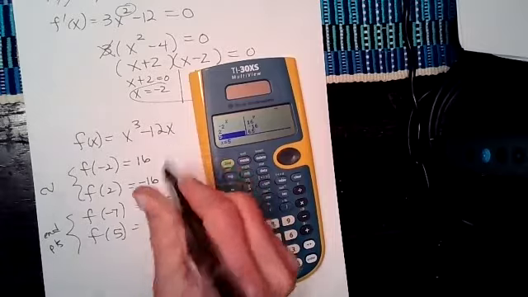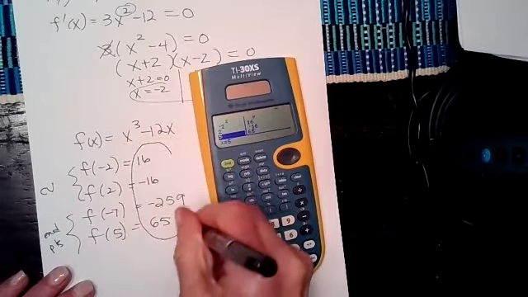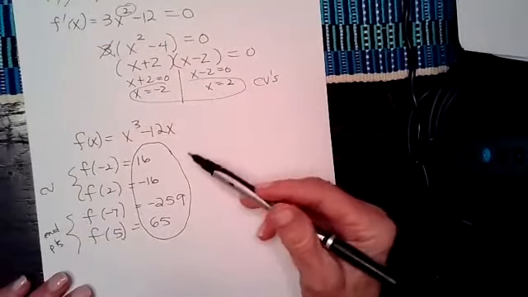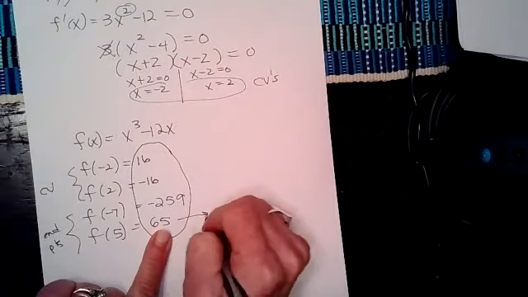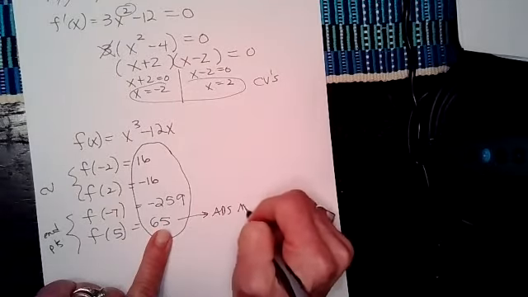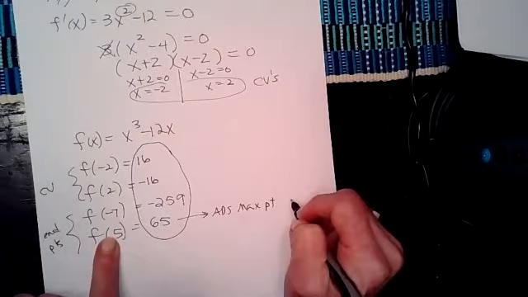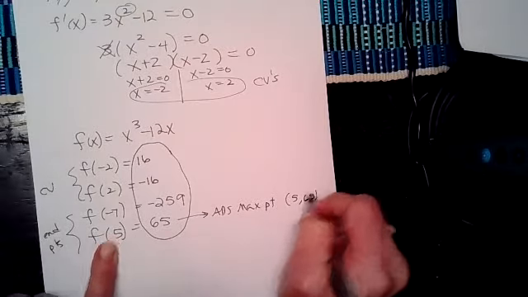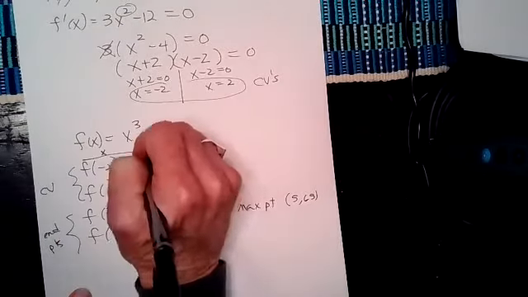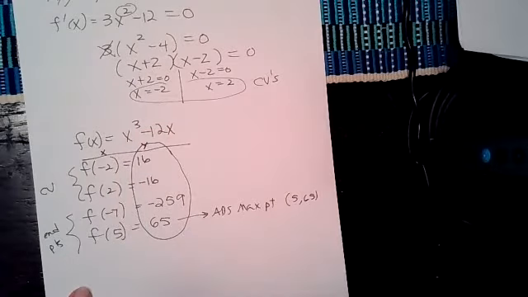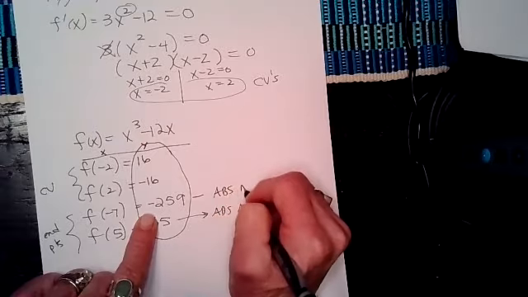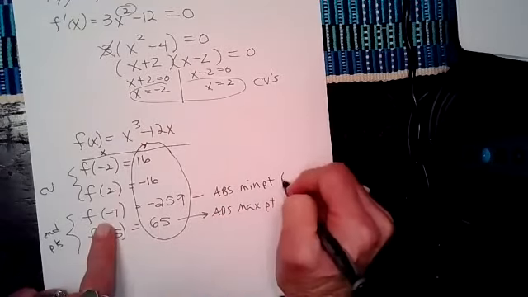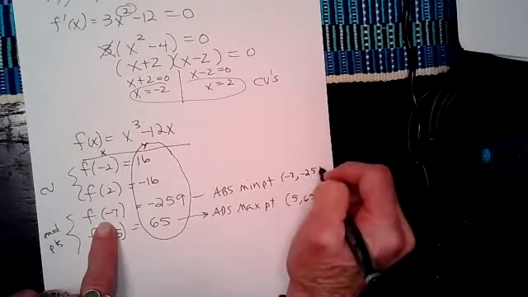So remember, I'm looking at all of these outcomes, and I'm looking for the largest number and the smallest number. So I look, and the largest number I get is 65. So I have an absolute maximum point at 5, 65. So remember, these are your x's that go in and your y's that come out. Okay. The smallest number is negative 259. So I have an absolute minimum point at negative 7, negative 259.